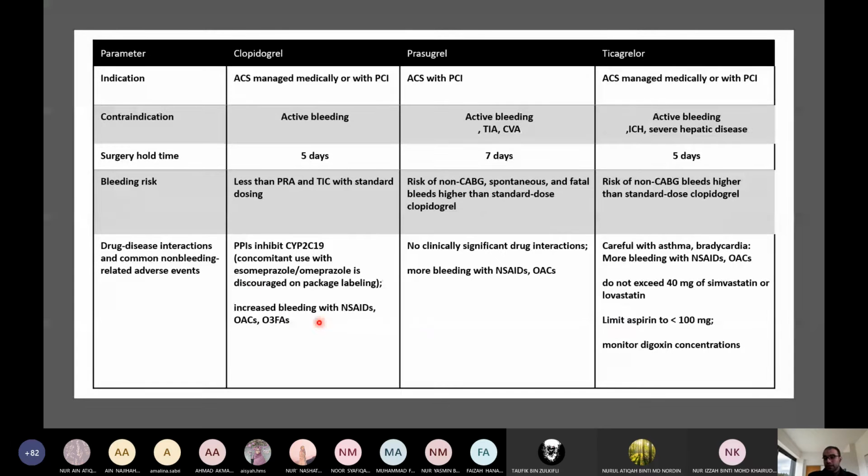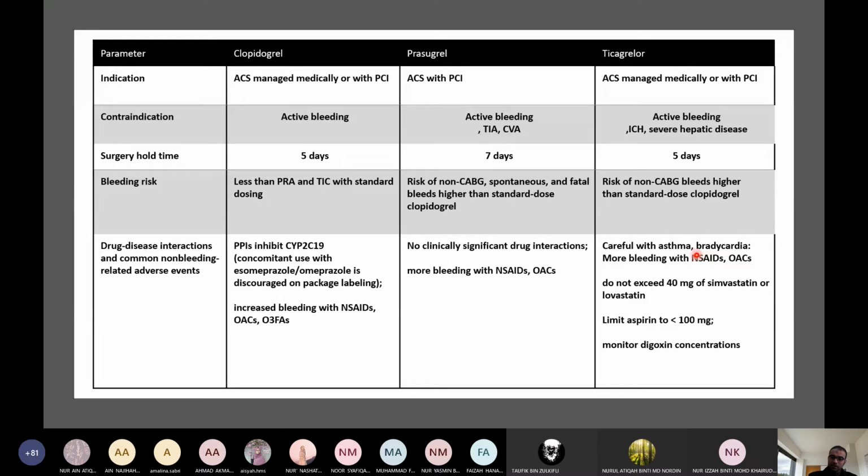And of course, the issue is the bleeding. If you take an NSAID, an oral anticoagulant, or omega-3 fatty acids, this may exacerbate the bleeding risk. For prasugrel, there is no clinically significant drug interaction with PPIs whatsoever, but the bleeding risk is very significant. With ticagrelor, patients with bradycardia or asthma have to be cautioned. There is some more data on this one.